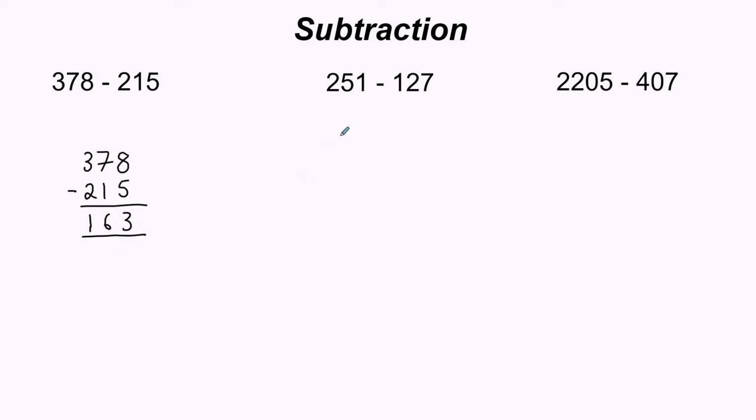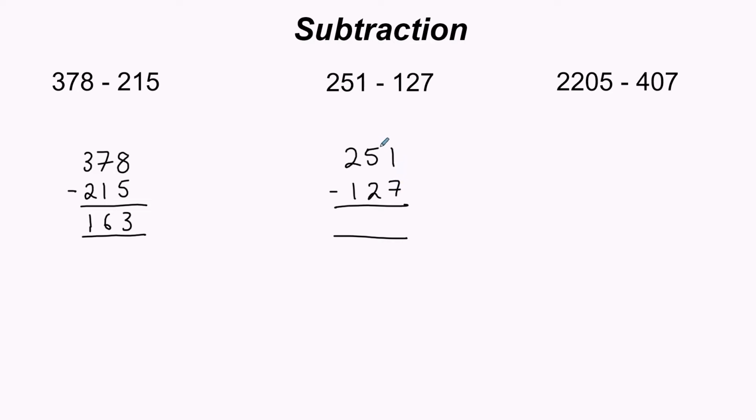Let's move on to example 2, which is a little bit trickier. So we set it out the same way, 251 minus 127. And this time, if we look at the units or the ones column, we've got 1 take away 7. Now, we can't do 1 take away 7 in this kind of question because we don't want negative numbers, so 1 take away 7 is not going to work.